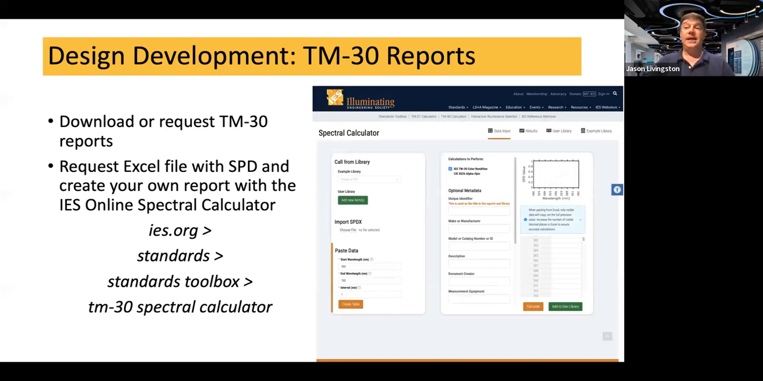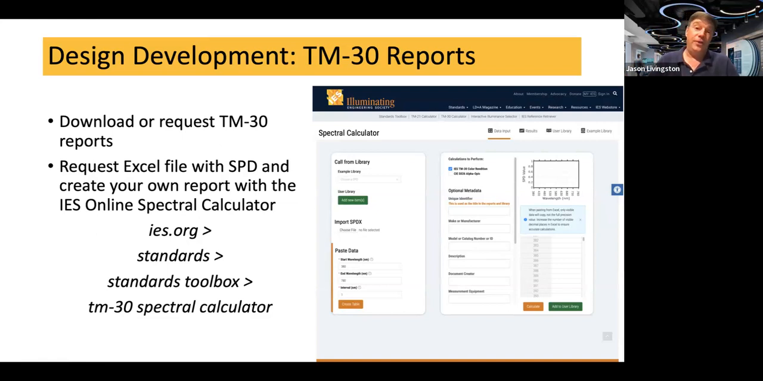Not a problem, because I can go to the IES website, I can navigate my way to the spectral calculator, and I can just basically tell it what I'm going to do. Set the start wavelength, set the end wavelength, set the interval, and then this table over here populates, and then I can just copy paste the entire column of the energy into that table, hit the calculate button, and boom, I've just generated my own TM30 reports.